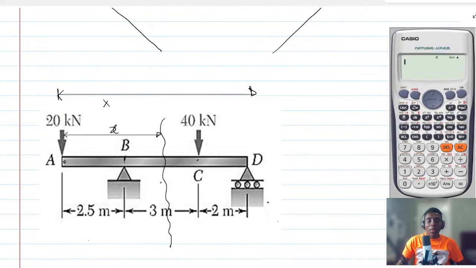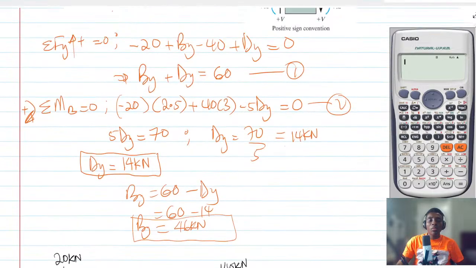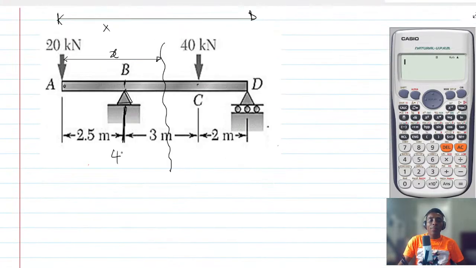Okay, so this is how you are going to do it. You know that there is a force which is here, so you know that already there is a force which is here, and that force is By, which was what? By was 46. So this is going to be 46 kilonewton.